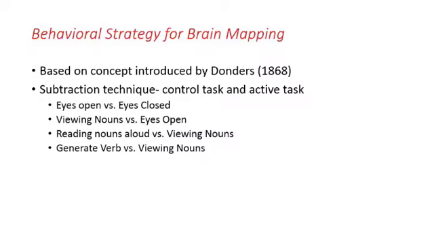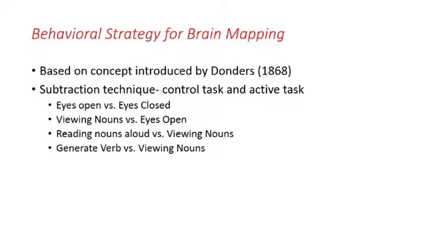And so we use this subtraction technique that was introduced by Donders way back in 1868. Before there was even functional brain imaging around, Donders came up with this idea of performing a control task that has the same sensory input and the same motor output as the task of interest. And you contrast that image taken during the control task with the image obtained when the person is actually doing a memory task or an attention task or whatever cognitive ability you're trying to evaluate.